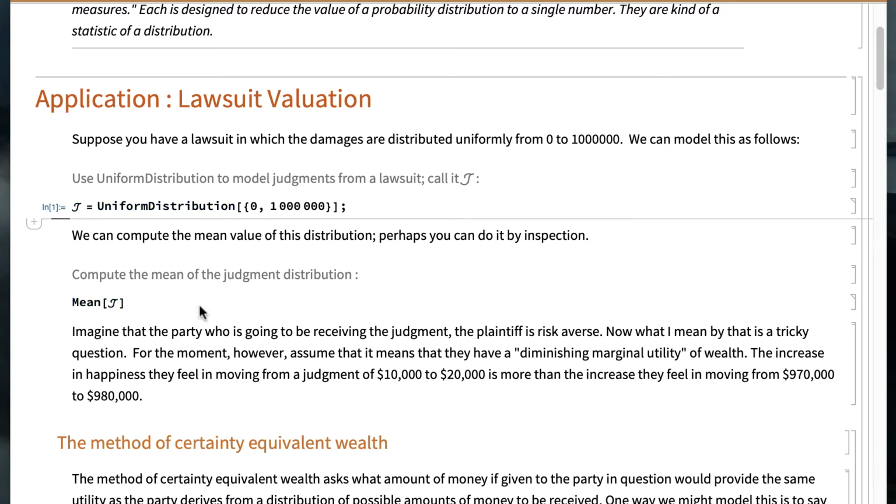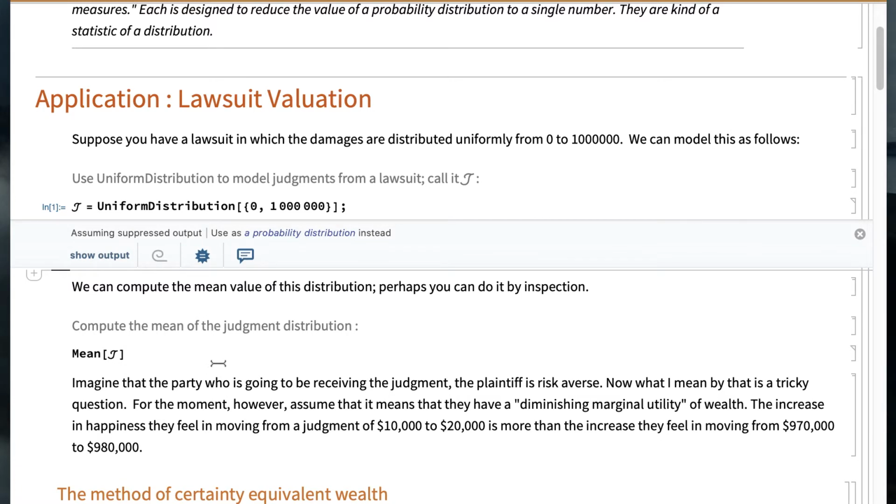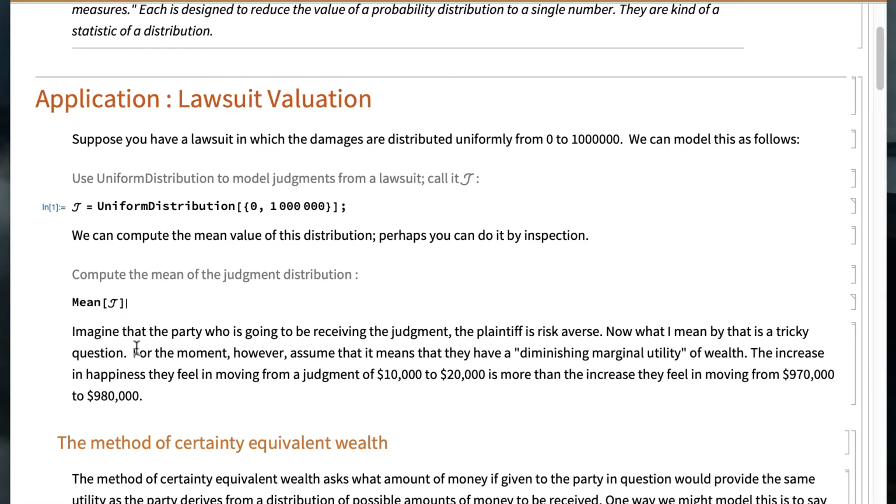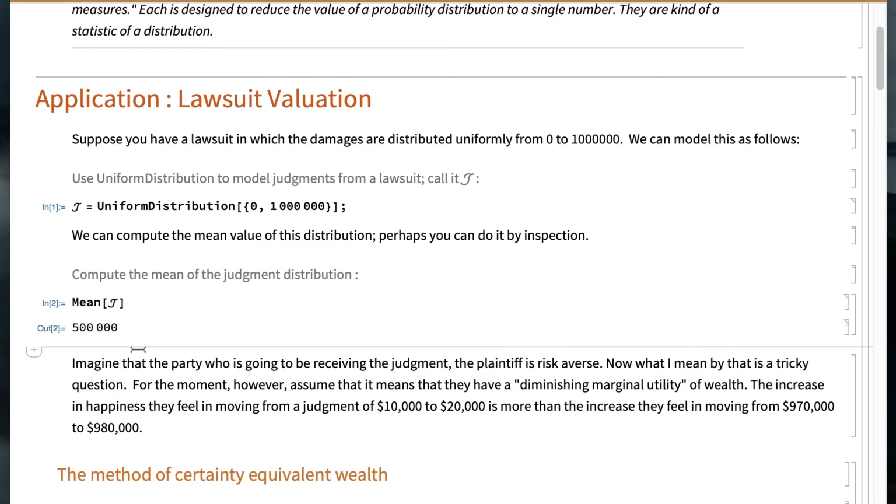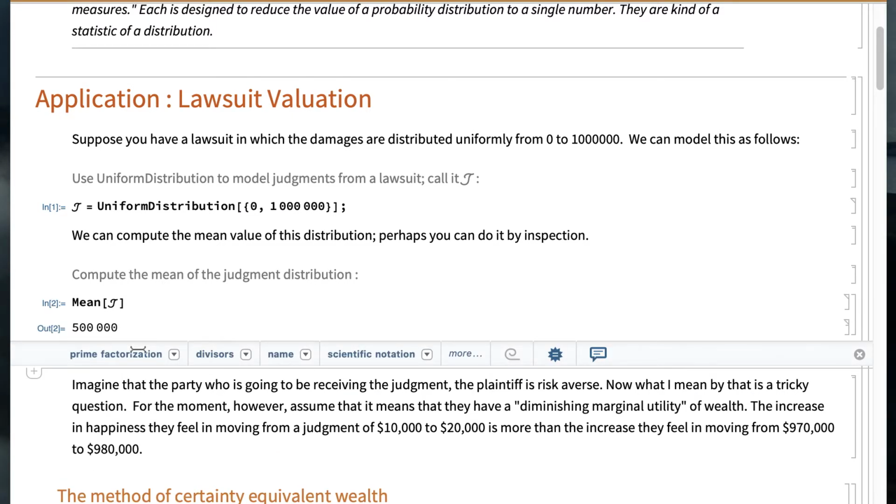Okay, so one thing we could do is value the judgment by computing its mean. If we do that, it's $500,000. That's the arithmetic average of all of the possible judgments. Now, if everybody was risk neutral and people were perfectly rational, a case might settle for $500,000, but oftentimes people will settle for less because they're risk averse.